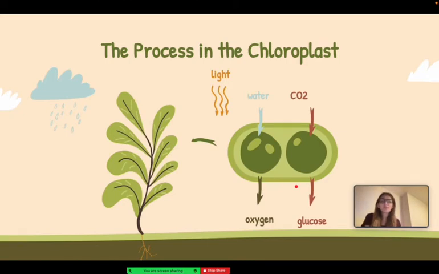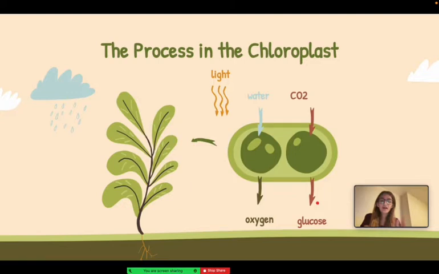Now let's talk about the process in the chloroplast itself. So we have the light, we already mentioned it goes through the chloroplast to give it energy for the reaction to take place. Then we have water that is turned directly into oxygen. And then carbon dioxide that's turned into glucose.